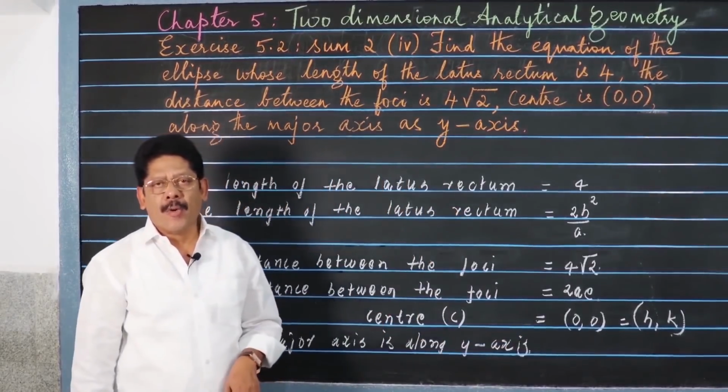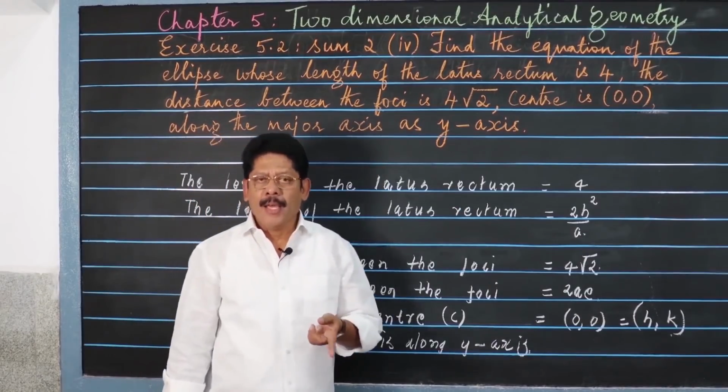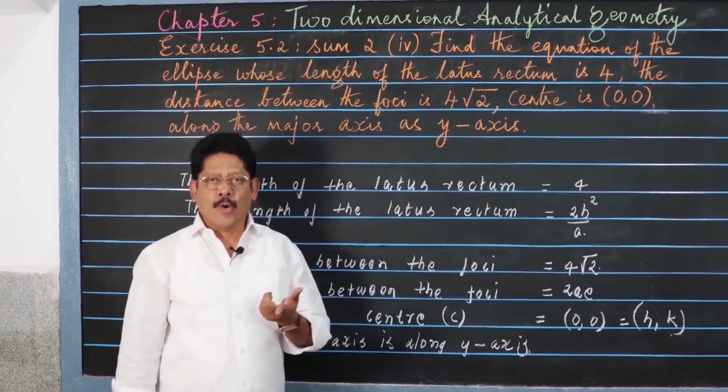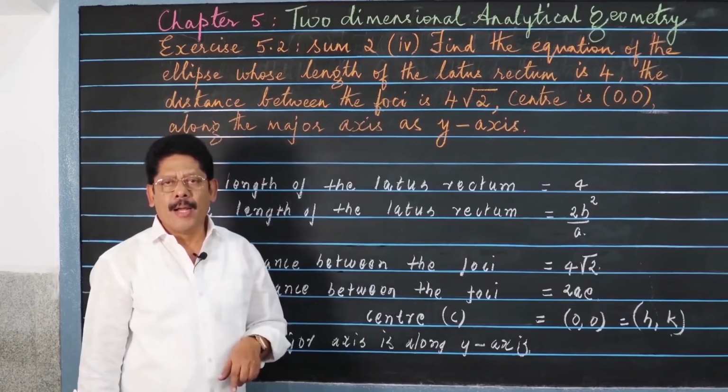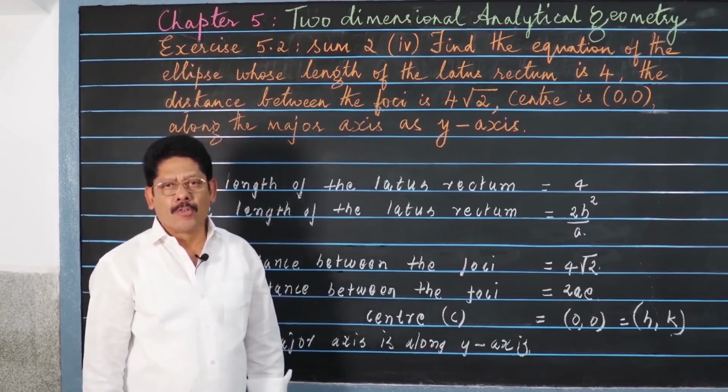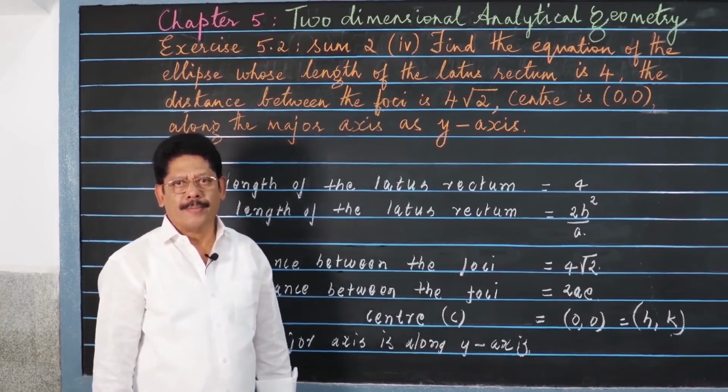Therefore, the equation with the major axis along y-axis will be of the form x minus h the whole square by b square plus y minus k the whole square by a square equal to 1. Equating the length of the latus rectum 4 with the formula of the length of the latus rectum 2b squared by a.